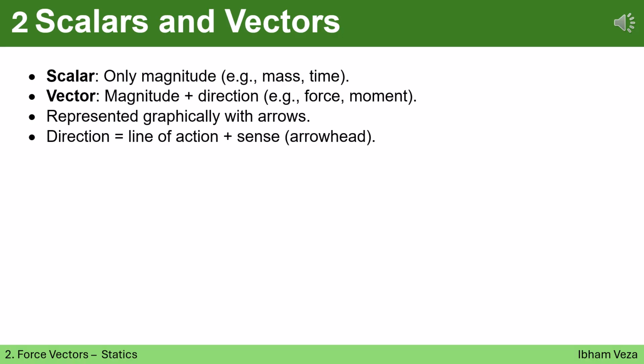Scalars and vectors. Before working with forces, we need to distinguish between scalars and vectors. Scalars have magnitude only, such as mass, temperature, and time. Vectors have both magnitude and direction, such as force, velocity, and displacement. Graphically, vectors are represented by arrows. The length of the arrow indicates magnitude, while its orientation and arrowhead indicate direction and sense. Since forces are vectors, both magnitude and direction must always be considered.